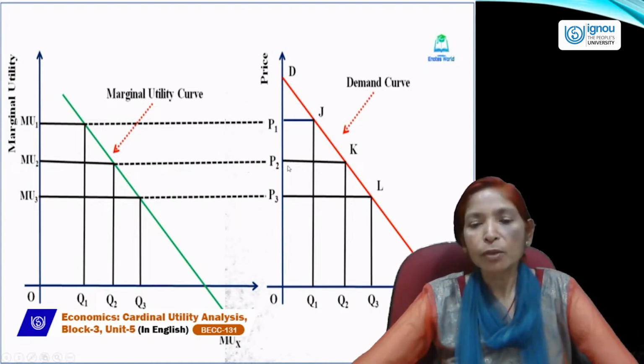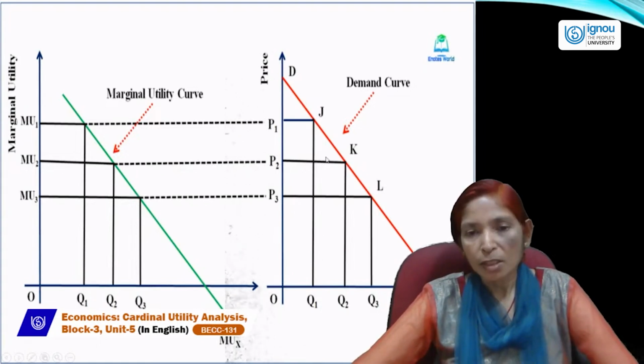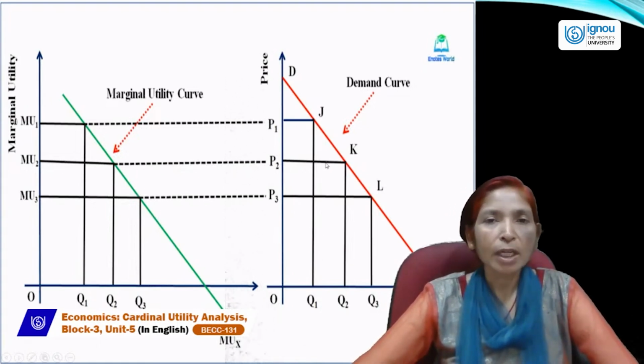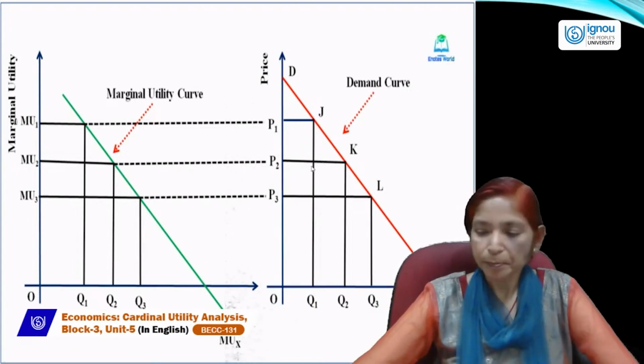When price is P2, demand is Q2. When price is higher, P1, then demand will be lower at Q1. If we join all these points, like J, K, L, then we will get the demand curve. So we can derive the demand curve with the help of this diminishing marginal utility.